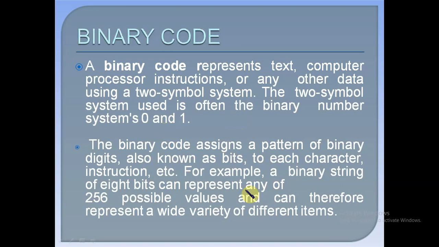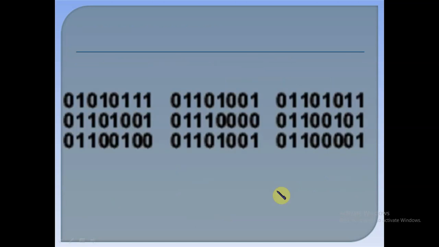For example, a binary string of 8 bits can represent up to 256 possible values, and can therefore represent a wide variety of different items. This is all about the binary code. And these are binary numbers given as examples, all binary numbers, 0 or 1, as given here.